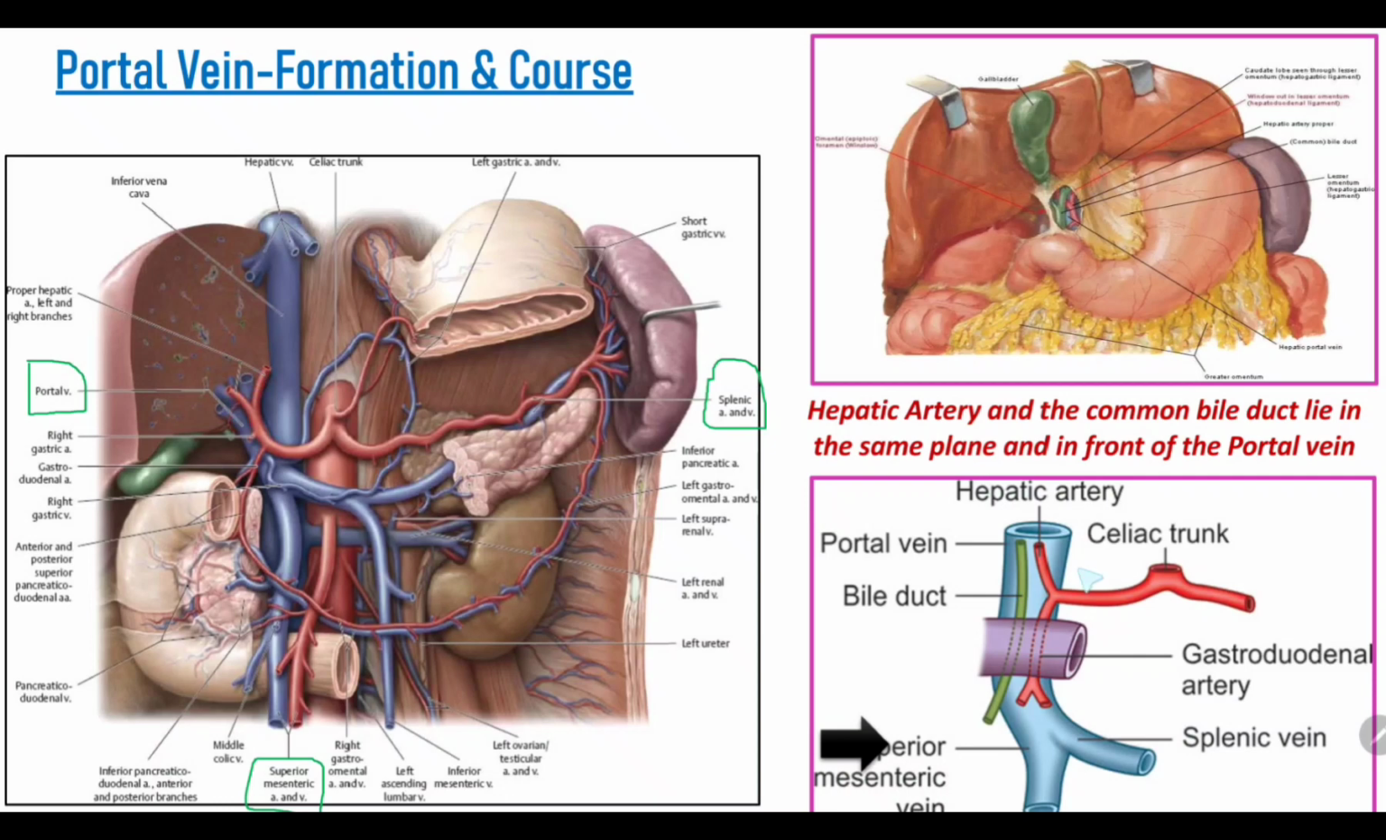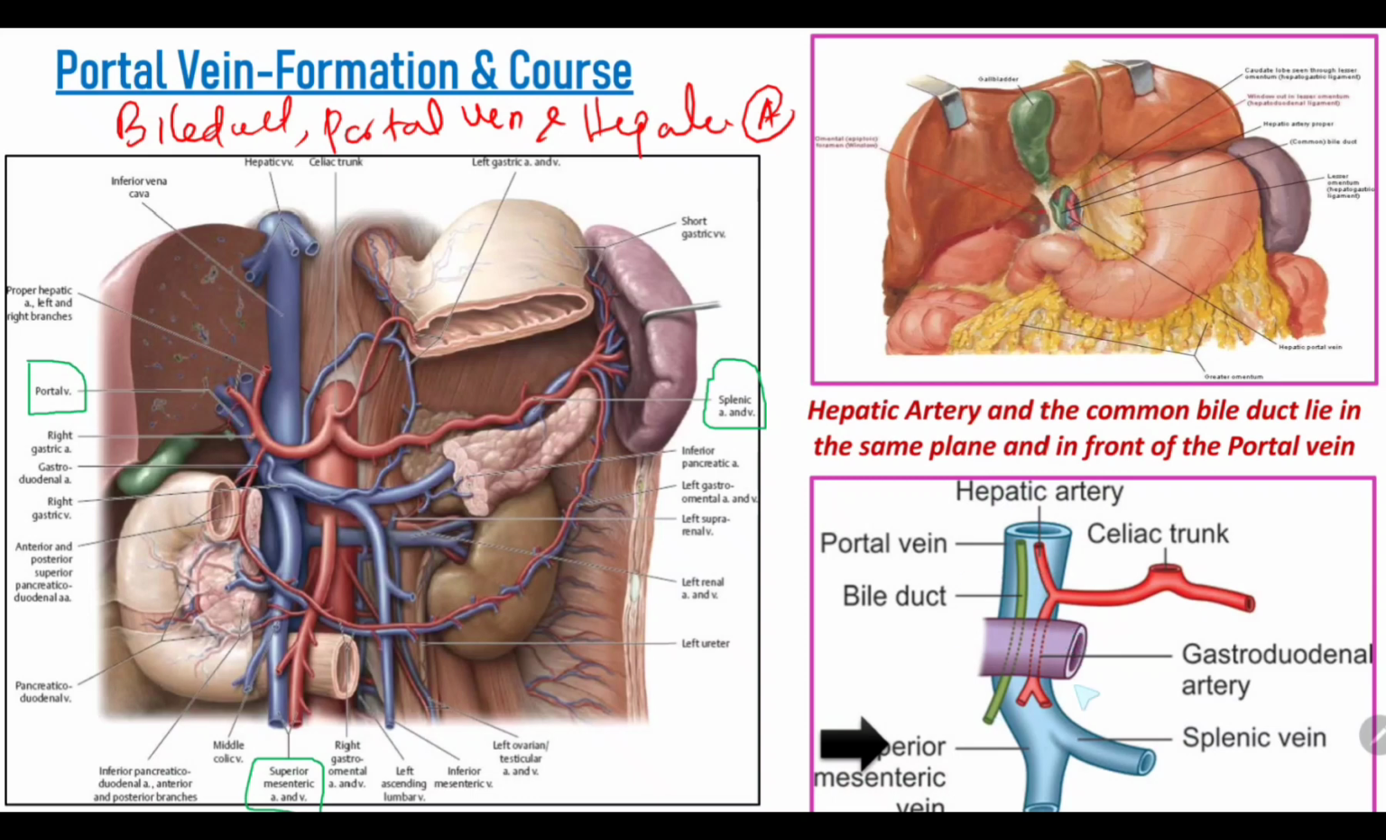Now here again you can see the liver. This is the part of the duodenum and the stomach. When it goes towards the liver, it passes through the right free margin of lesser omentum. The right free margin of lesser omentum consists of three structures. What are the three structures present at the right free margin of lesser omentum? We have the bile duct, portal vein, and hepatic artery. These are the three structures present at the right free margin of lesser omentum.